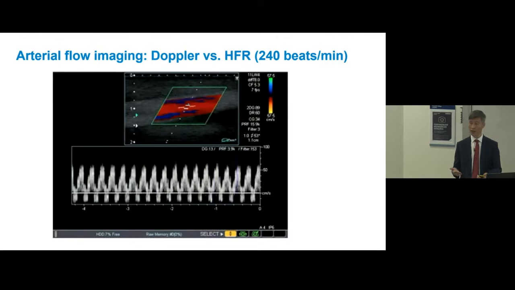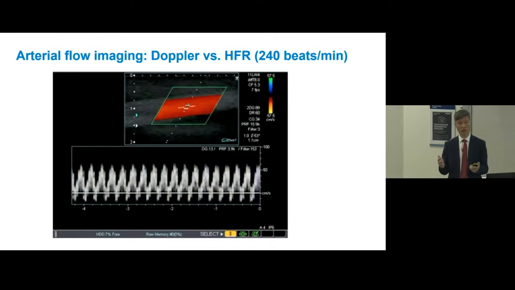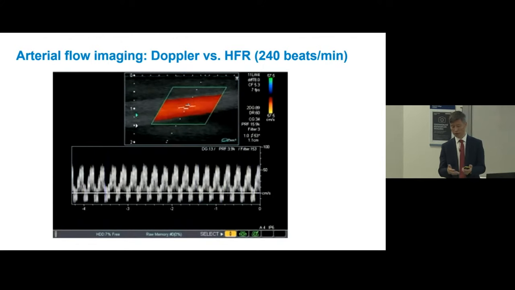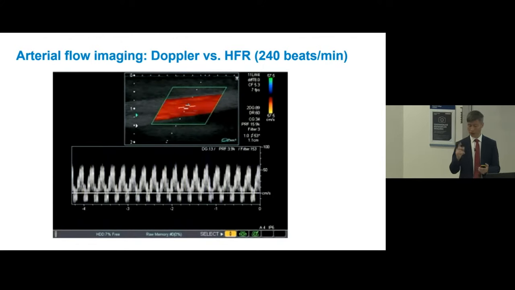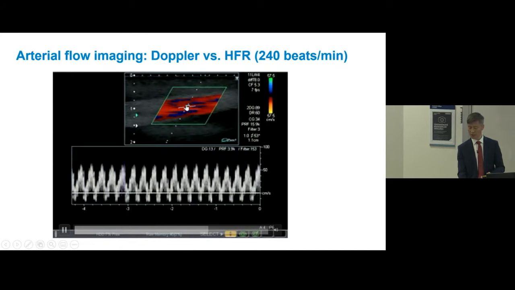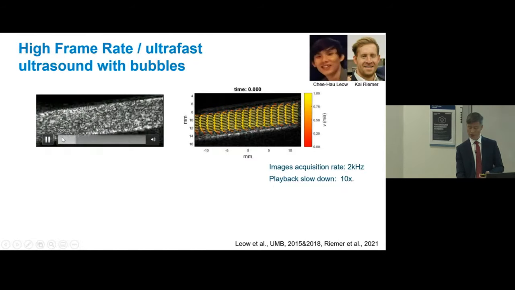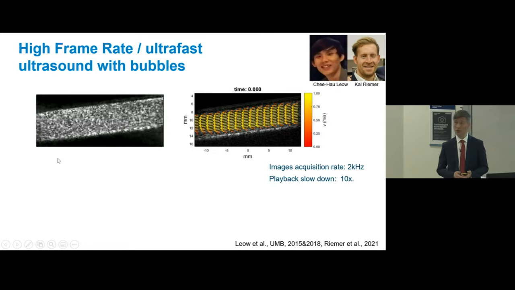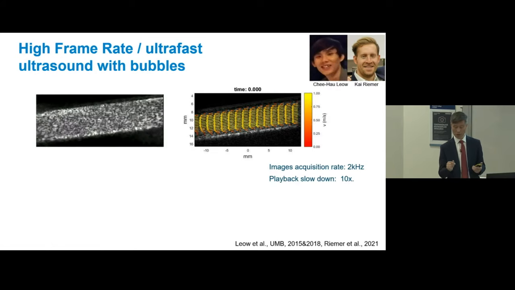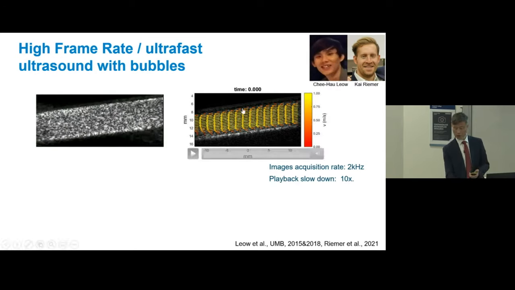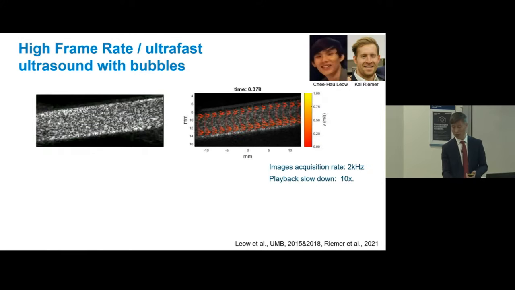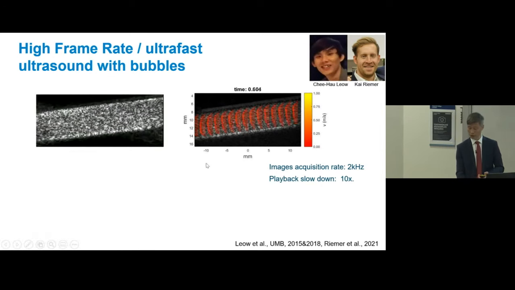So this is a vessel with pulsatile blood flow. This is a conventional technology called ultrasound Doppler. The color really tells you where there's blood flow, and also the direction. But you can see there's something going on, but really not much. But if we use ultrafast imaging combined with the contrast agent, this is the same vessel, but you can see so much more. You can see the intricate detail of this flow, and you can use your eye to track them, and you can use a computer to track them and quantify the flow too.